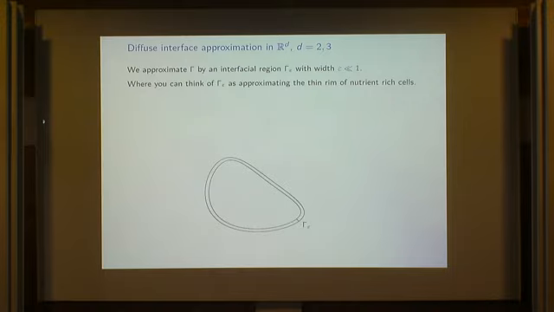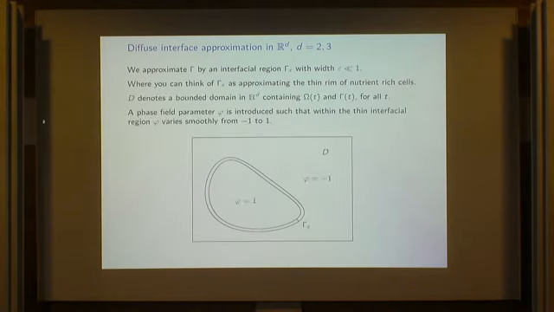Bjorn is going to talk much more about these sorts of methods in the next talk, so I'll be quite quick. What we're going to do is approximate gamma by an interfacial region. We've got this curve in R^2, gamma of t, which is evolving. We approximate it by an interfacial region, so it now has some thickness, associated with this parameter epsilon, which is going to be very small. From this application, we can think of gamma epsilon as approximating our thin rim of proliferating cells that we had in the first slide.